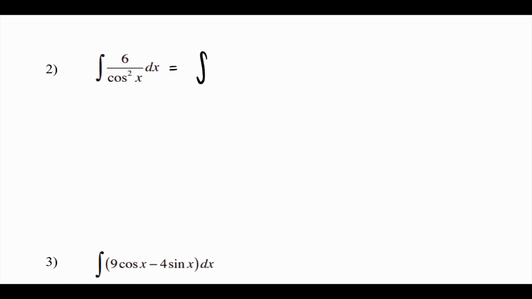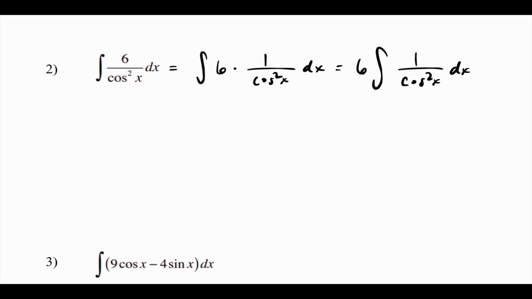So the first step is to separate them: 6 times 1 over cosine squared of x. Now 6 is just a coefficient, like 4 was in the last problem, so we can move it to the front. That's the first thing I would do. So we don't have to worry about 6 anymore.